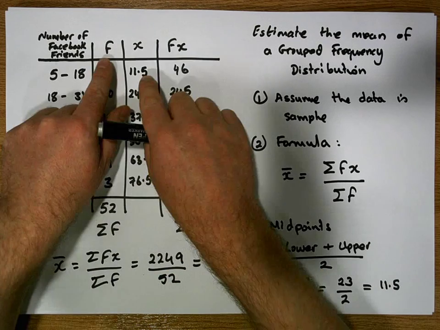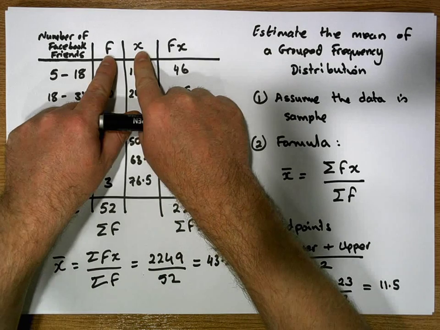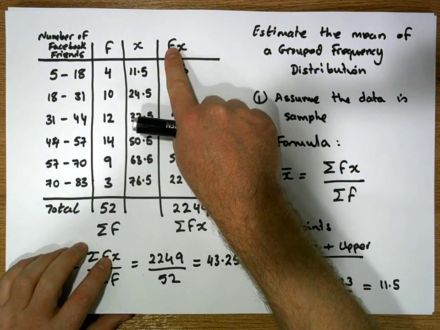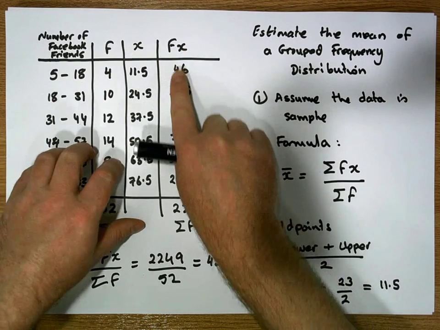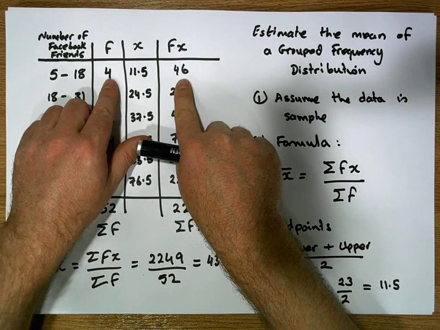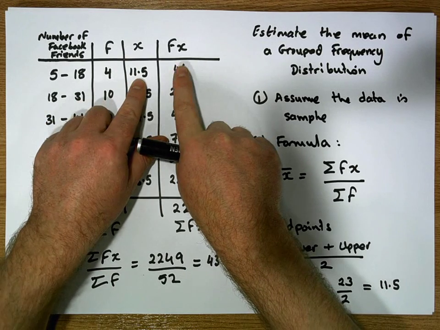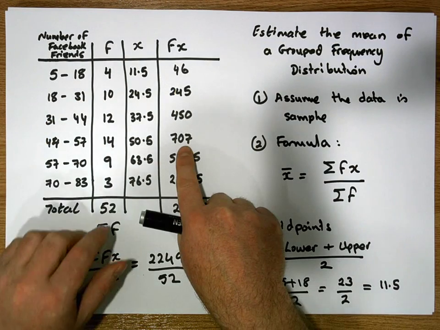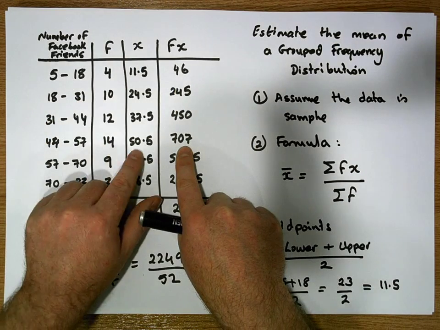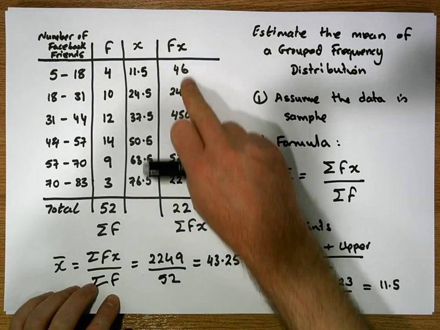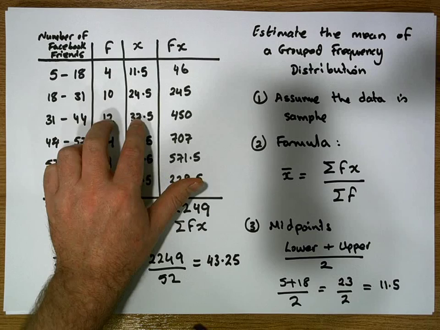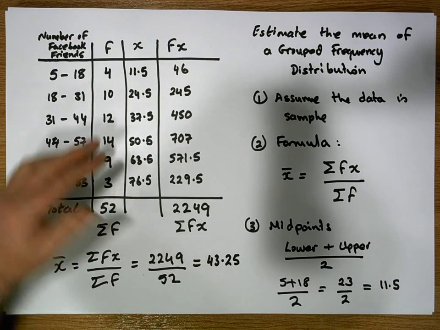Now that we have the f and the x column, we can calculate an fx column, which is the f values multiplied by the x values. The first value here is 4 times 11.5, which gives us 46. The value here is 14 times 50.5, which gives us 707. And we do that for all of the pairs of values down through our classes.